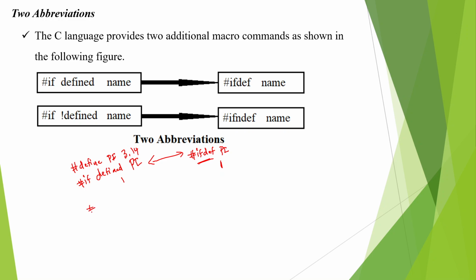Same way, the second thing, hash if not defined. Not defined is exactly the opposite of defined. Not defined of pi, obviously pi is already defined, so here 0 will be returned, because we are saying not defined. It is the same as hash ifndef pi. Hash ifndef is the shortcut for if not defined. Hope you understood. So here also 0 will be returned, same case.